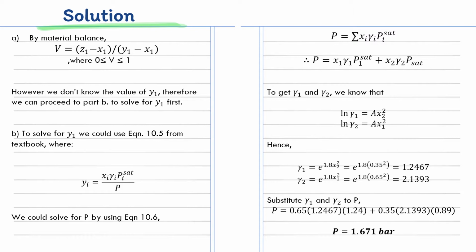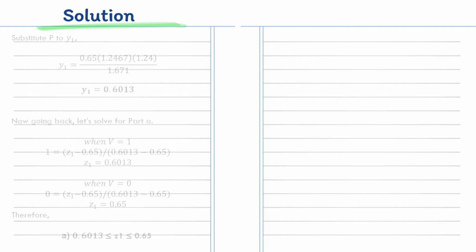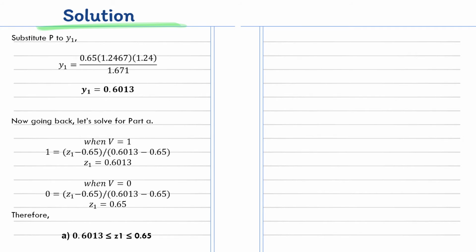Then we get gamma 1 to be 1.2467 and gamma 2 to be 2.1393. Then we substitute gamma 1 and gamma 2 into P. Then we get the value of P to be 1.671 bar. Next, we substitute P into y1 using the modified Raoult's law. Then we get y1 to be 0.6013.